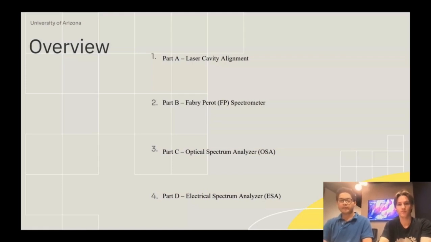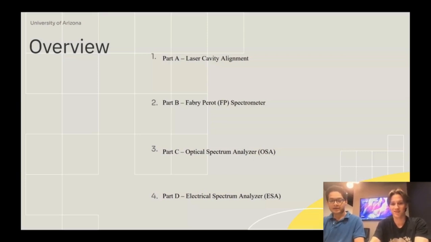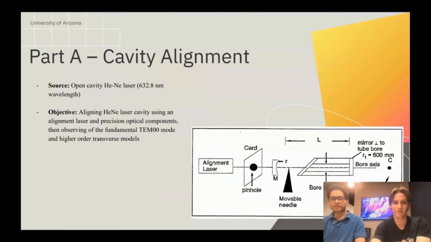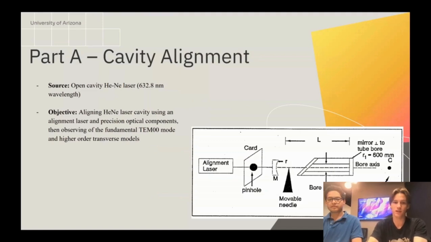Part A is going to be laser cavity alignment. Part B will be Fabry-Perot spectrometer. Part C, optical spectrum analyzer. Part D, electrical spectrum analyzer. So for part A, we did a cavity alignment on an open cavity helium neon laser.